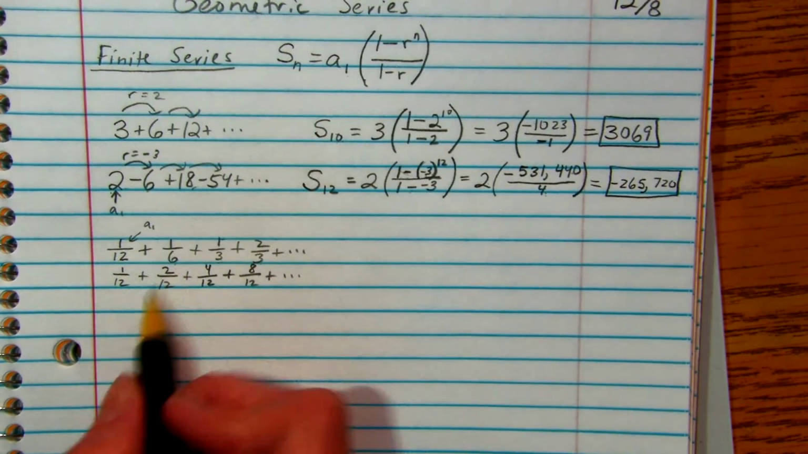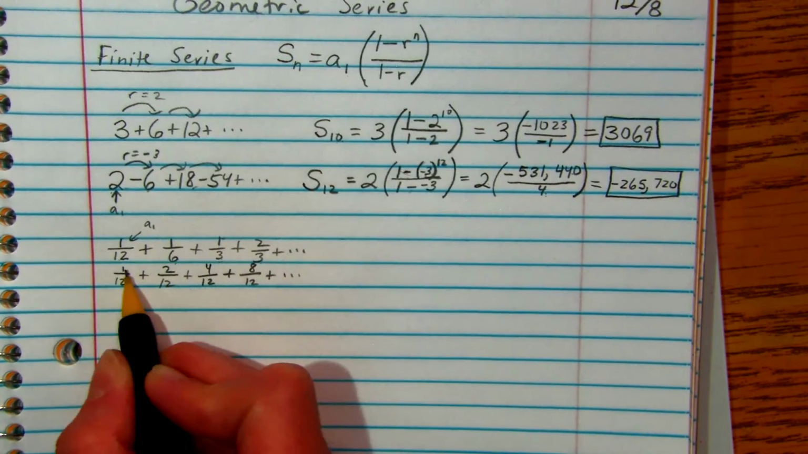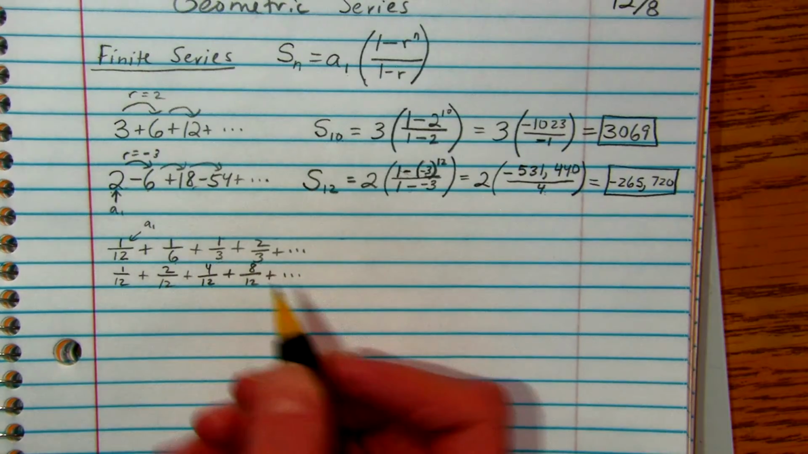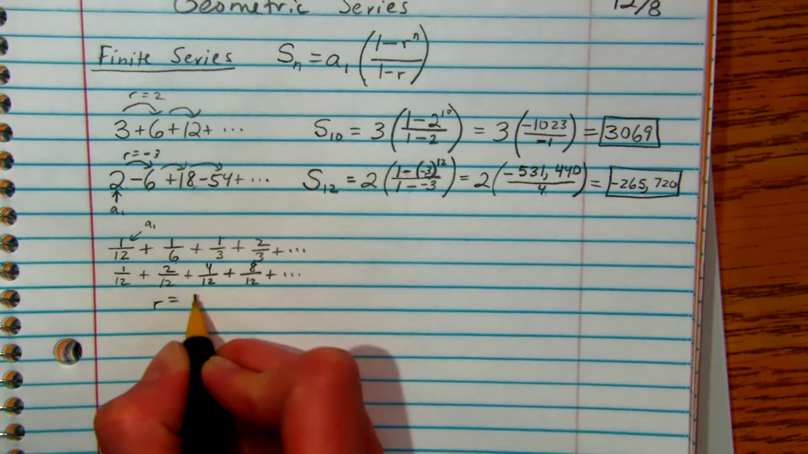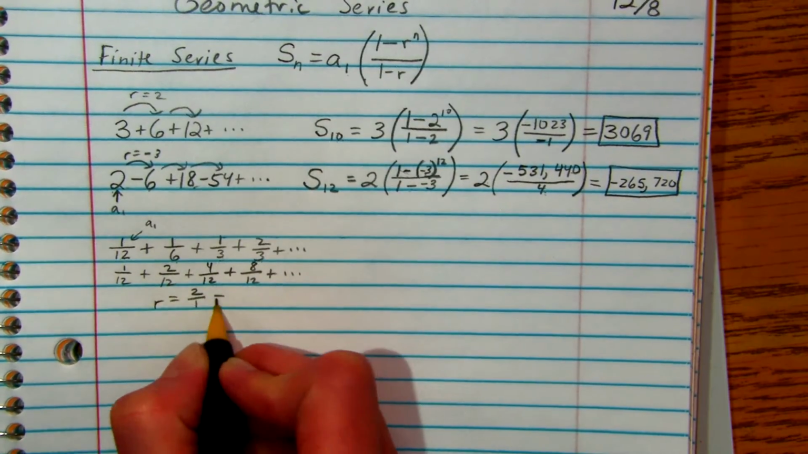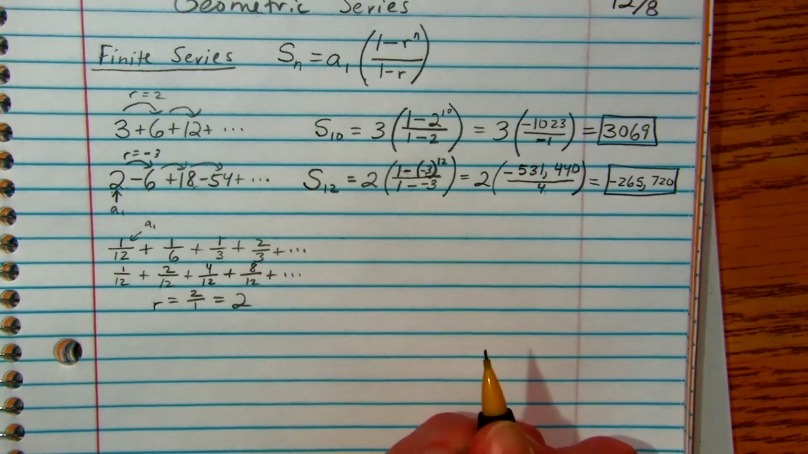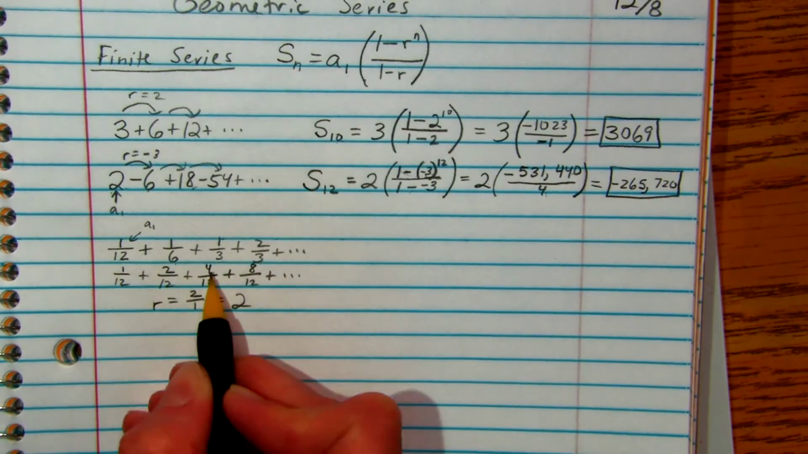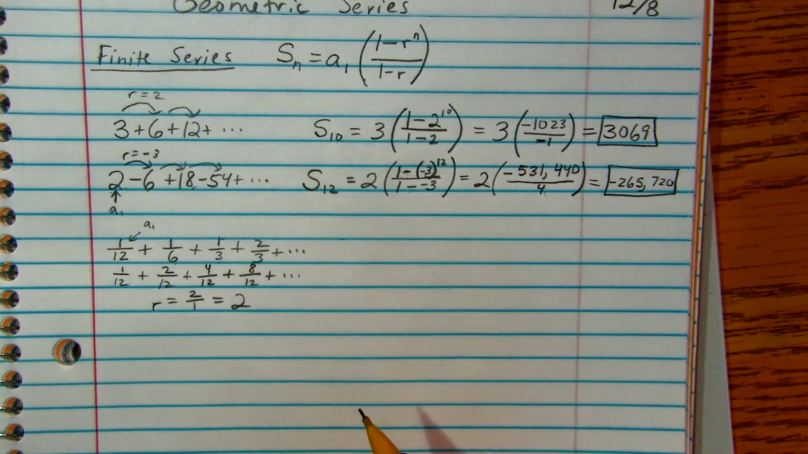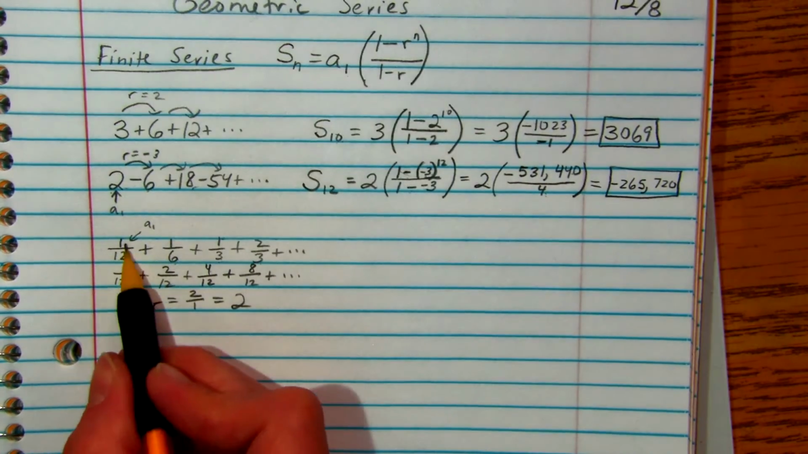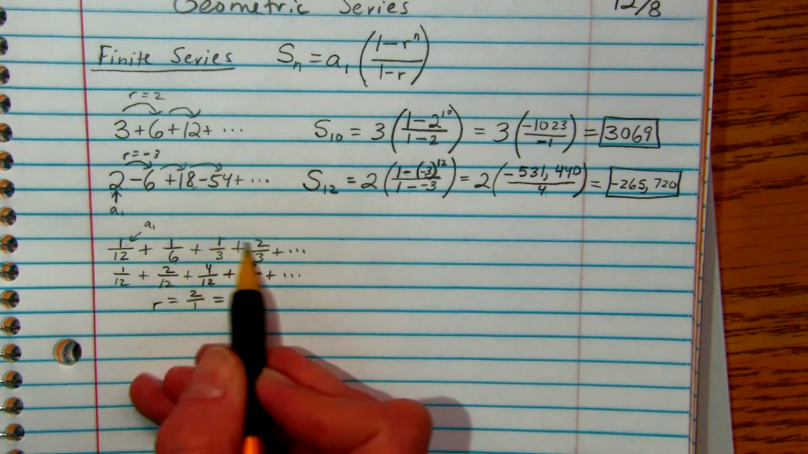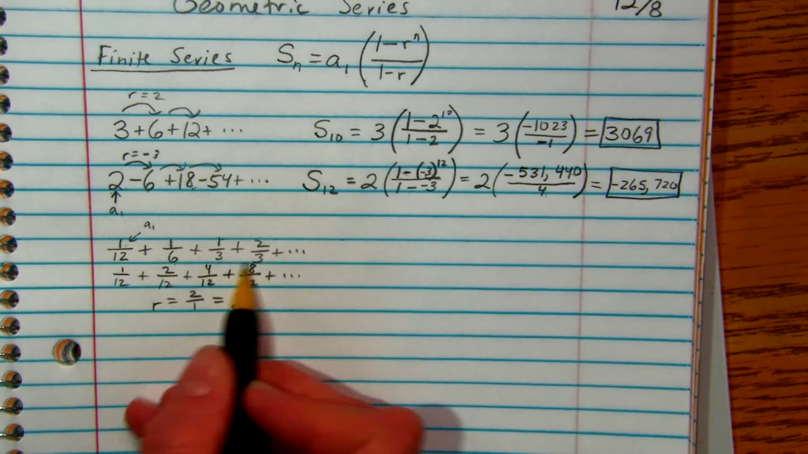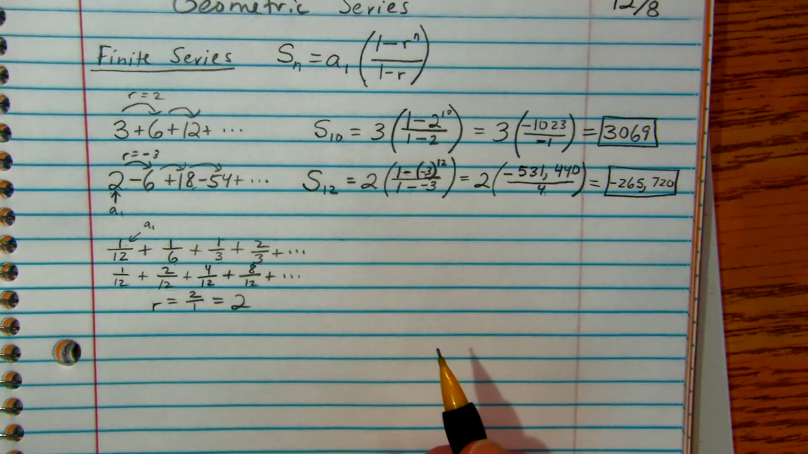So notice the bottom number staying the same. The top number is getting multiplied by 2. So that means my ratio is 2/1, or we could just say it's 2. And so when you have that common denominator, then you can just focus on what's happening to the top number. Sometimes it'll be easy to tell what's happening to the top and to the bottom, and we've done some of those. This one's a little trickier, so I thought I'd throw one of those in.